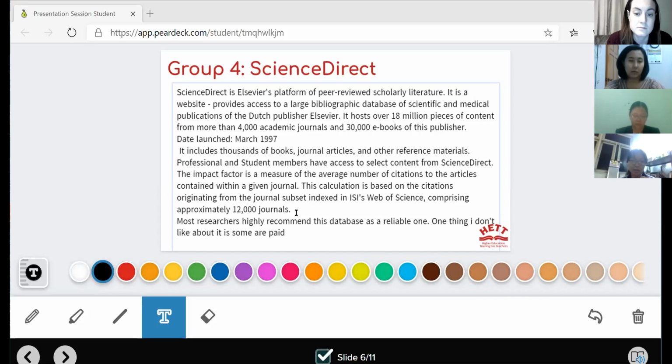The thing I want to highlight is most researchers highly recommend this database as a reliable one in their profile. But unfortunately, one thing I don't like about it is some articles are blocked, because I usually use this database, but sometimes when I see the most suitable one for my research, it is paid. So I need to find another article again. That is the thing I don't like about it. Okay, thank you. Definitely. Okay.